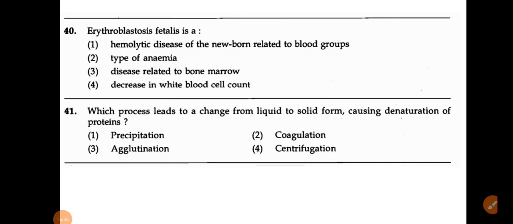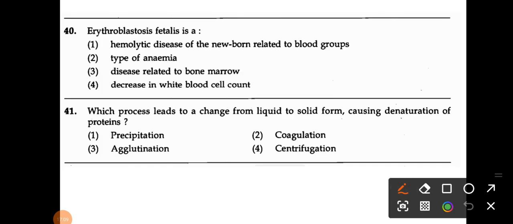Next, erythroblastosis fetalis, which we have just seen. What are the options? Hemolytic disease of the newborn, a type of anemia, a disease related to the bone marrow, decrease in WBC. So what is the correct answer here? That is HDN, hemolytic disease of the newborn, related to blood groups. That is erythroblastosis fetalis.